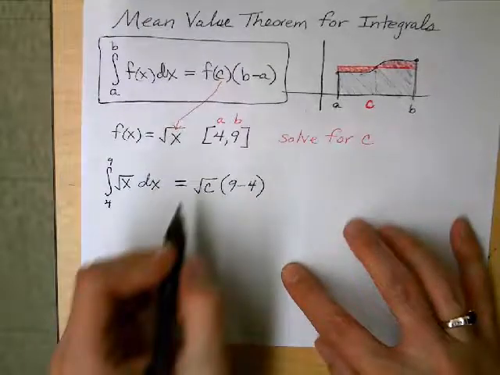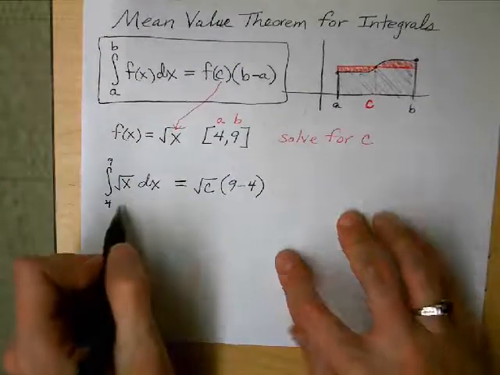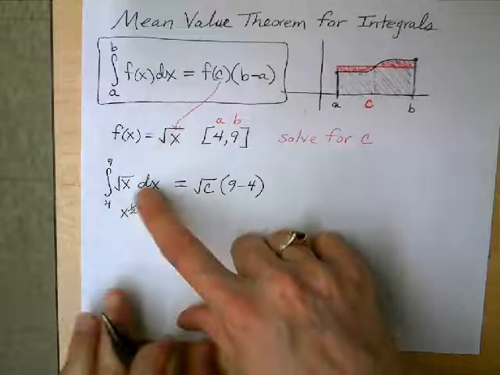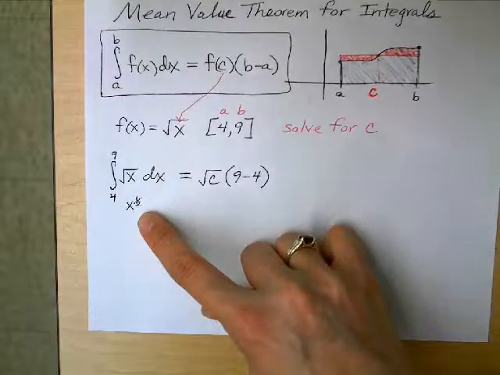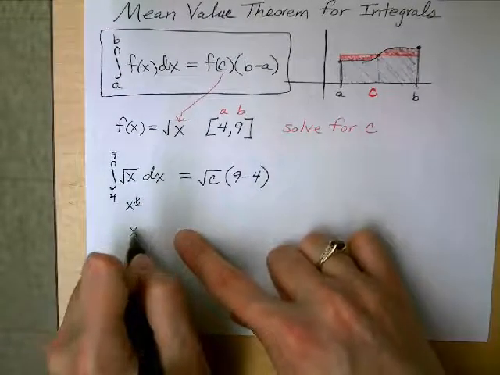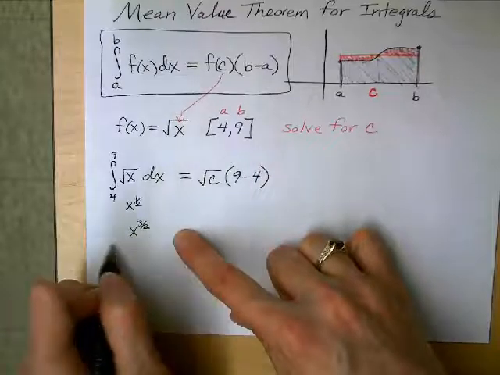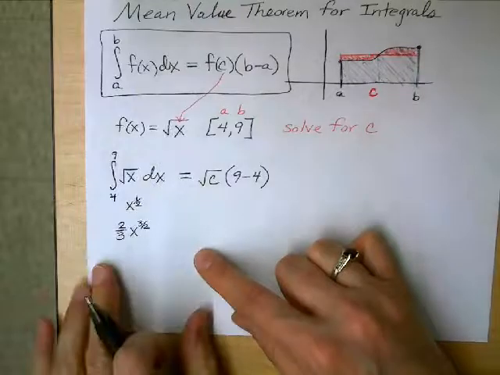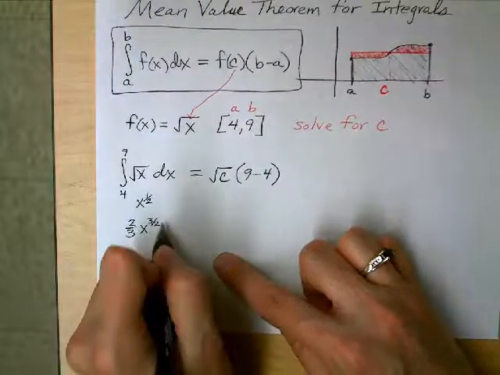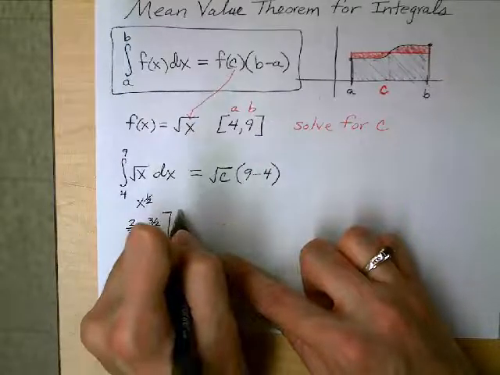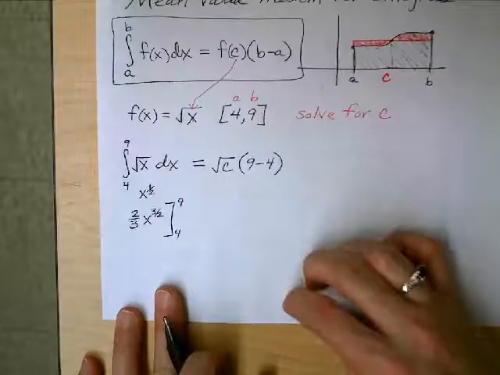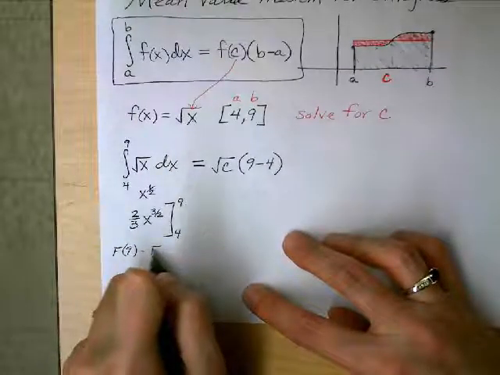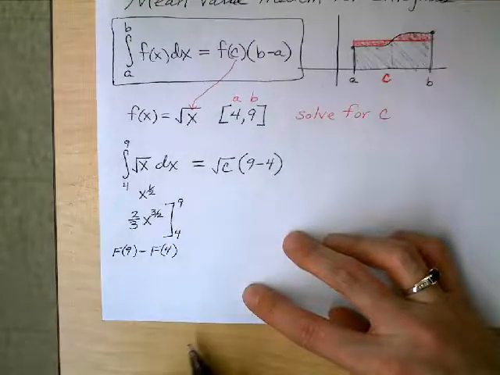Now, if you work this out, we should be able to get an answer. On this side you're going to have to integrate. That's x to the 1/2 power, so we add 1 to that power to get x to the 3/2 power, then divide by 3/2, which is like times 2/3. So it's 2/3 x to the 3/2, and we're going to evaluate that from 4 to 9. You plug in 9 and plug in 4, then subtract, f of 9 minus f of 4.